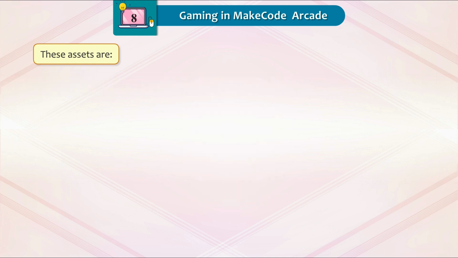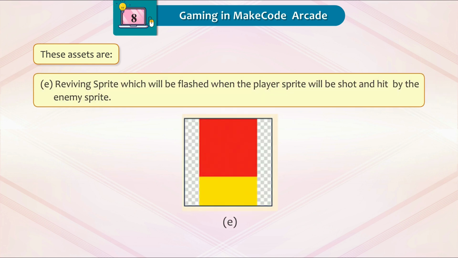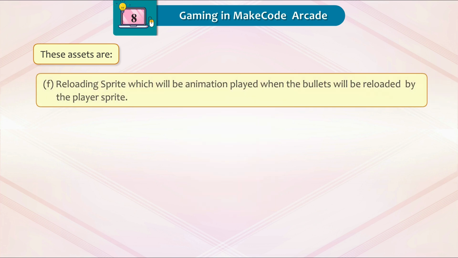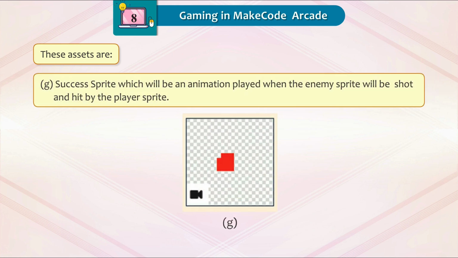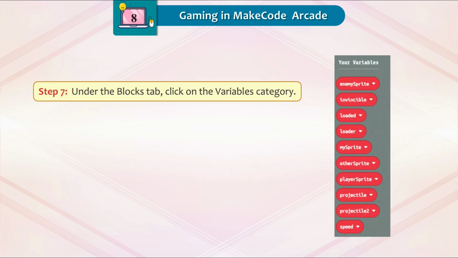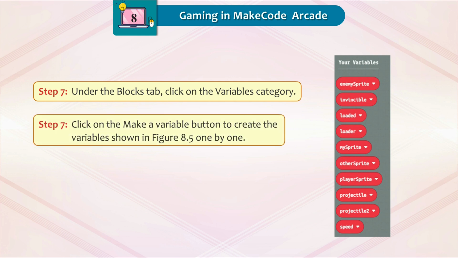at the opponent, reviving sprite, which will be flashed when the player sprite is shot and hit by the enemy sprite, reloading sprite, which will be an animation played when the bullets are reloaded by the player sprite, success sprite, which will be an animation played when the enemy sprite is shot and hit by the player sprite. Step 7. Under the Blocks tab, click on the Variables category. Step 8. Click on the Make a Variable button to create the variables shown in figure 8.5 one by one.